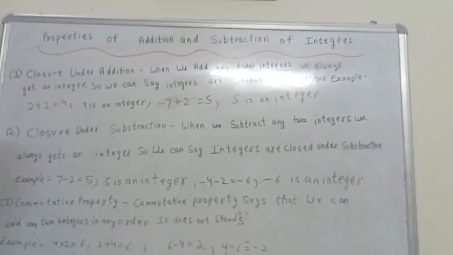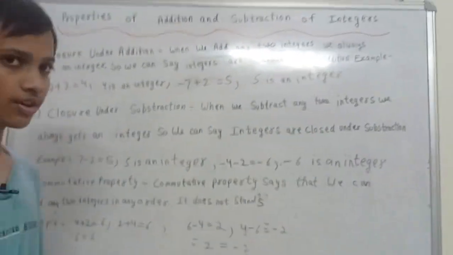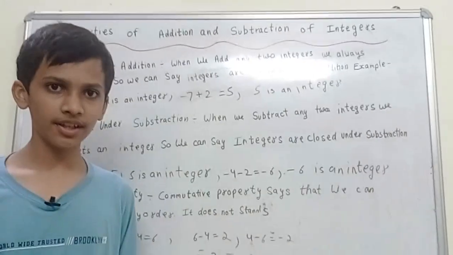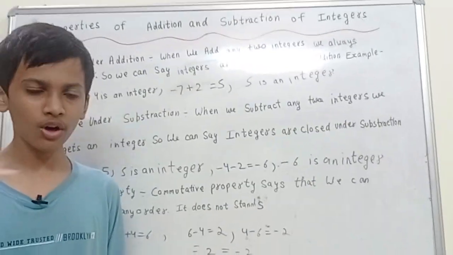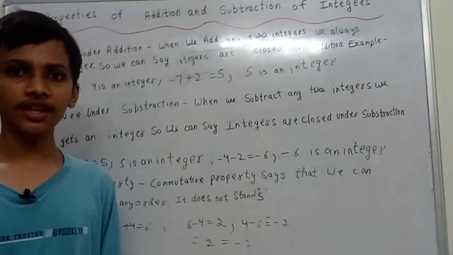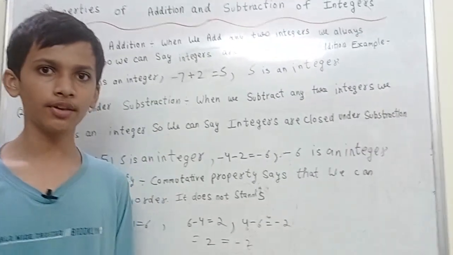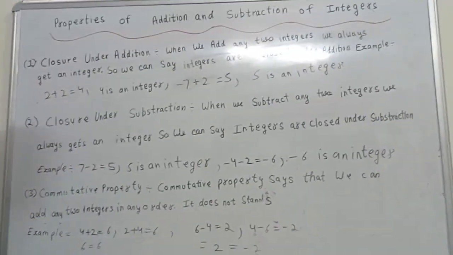Today I am going to teach you properties of addition and subtraction of integers. This topic is taken from the NCERT book of class 7 chapter 1 integers exercise 1.1. So first is closure under addition.